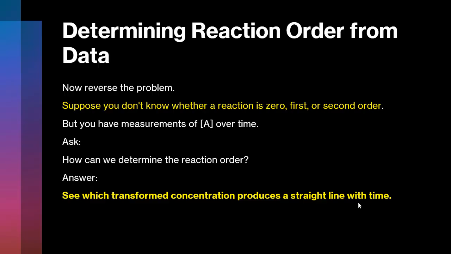Suppose now you collect measurements of concentration over time and you don't know whether the reaction is zero, first, or second order. This is common, especially if we're dealing with new reactions whose mechanism we haven't elucidated yet. So how do we let the data tell us what the reaction order is? Again, the answer comes from all of those linear relationships that we just discussed. We can take the same concentration versus time data and transform it in each of the three different ways. The transformation that produces a straight line identifies the reaction order.